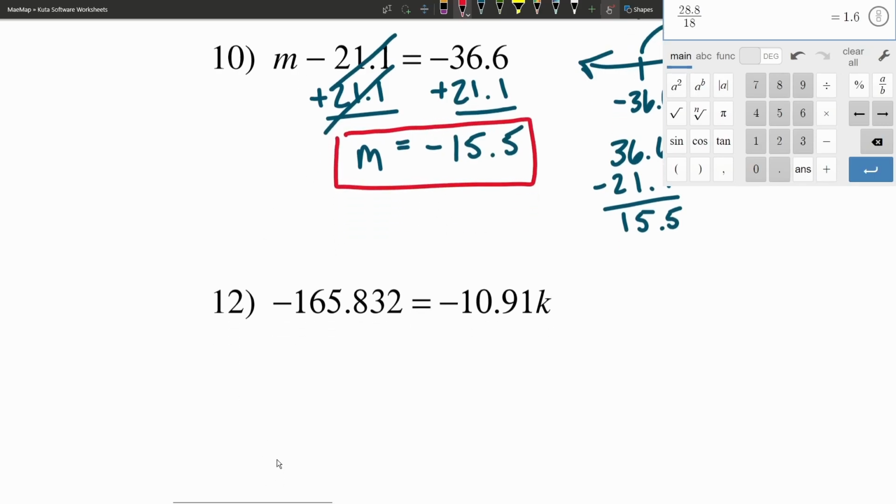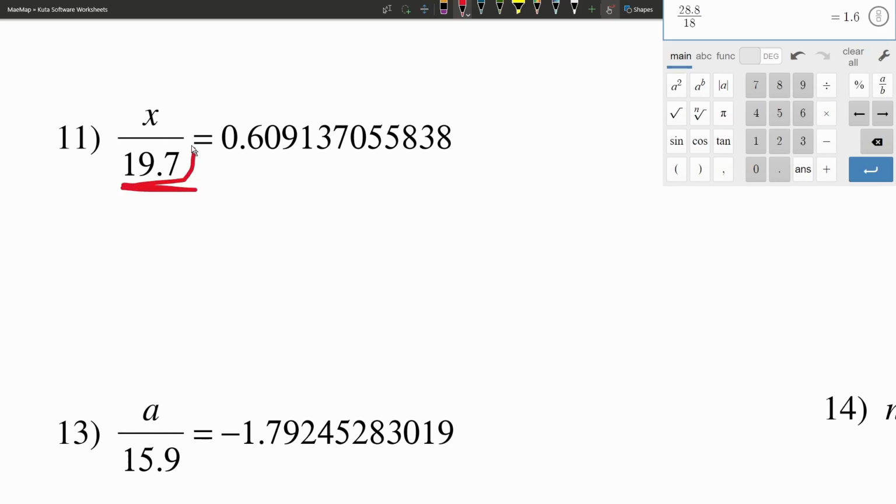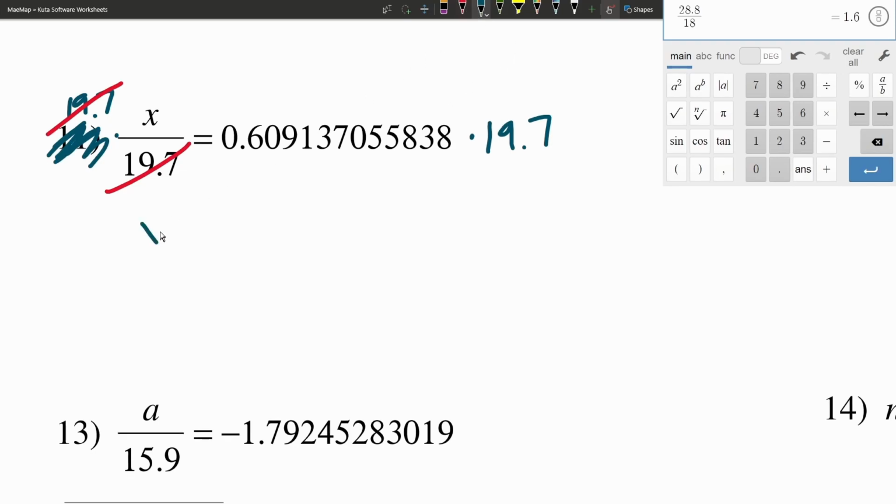Moving on to number 11, we are going to definitely use a calculator for this one. We have x divided by 19.7 equals this super long decimal. But don't worry about it. In order to isolate x, we're going to multiply by what's in the denominator. So we're going to multiply everything by 19.7. 19.7 will cancel out because 19.7 divided by 19.7 is 1, and 1 times x is x. So there we go. We've isolated that x on one side of our equation.